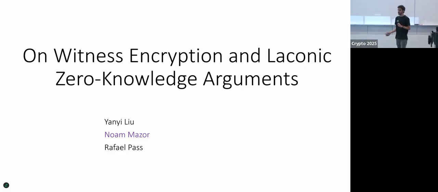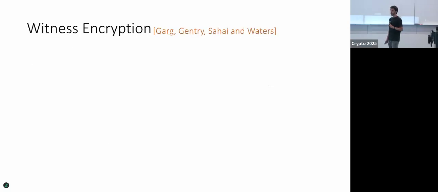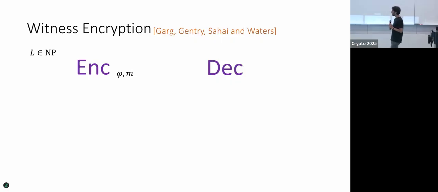So let me start with the definitions. Witness encryption is a pretty strong primitive. It is defined with respect to some NP language L. And there are two algorithms, encryptor and decryptor. The encrypt algorithm gets an instance for the language L together with a message, and it encrypts the message M with respect to this instance.